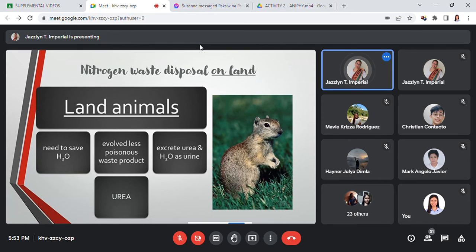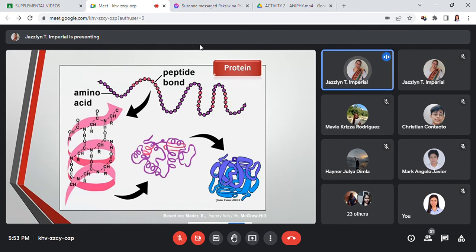So this is just to remind you, class, na proteins are really large molecules. So they are made by translation. So amino acids are connected by peptide bonds.